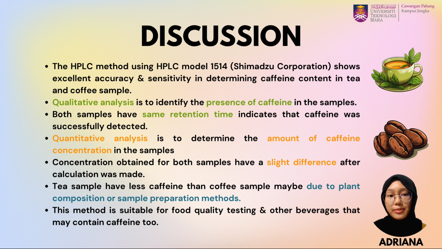The HPLC method showed a high degree of precision and sensitivity, with low retention times that allow for high throughput analysis. This makes the method suitable not only for analyzing caffeine content in tea and coffee, but also for other beverages such as soft drinks, energy drinks, and kombucha in future research.